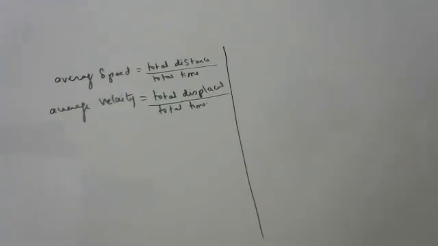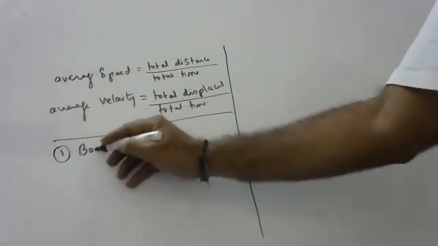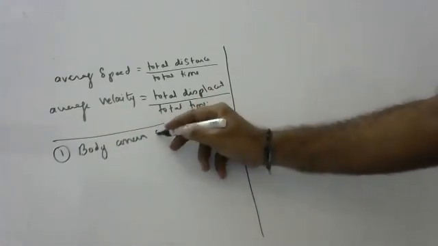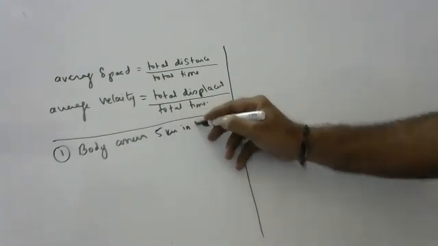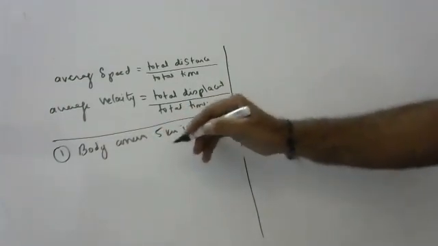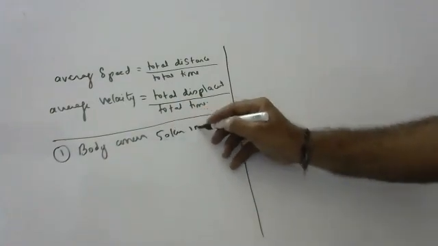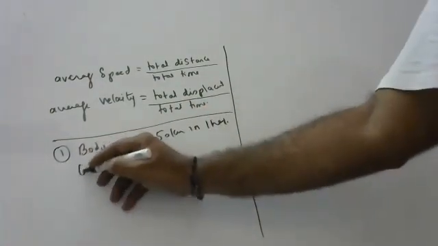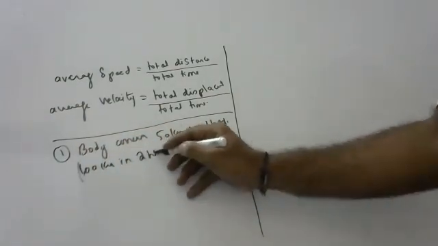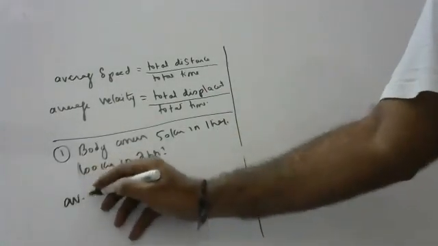Now we will do a small numerical section, then you will understand. All of you see here, children. First question. A body covers 50 kilometers in 1 hour and 100 kilometers in 2 hours. Like this. Okay, children, so a basic question: what is the average speed or velocity?